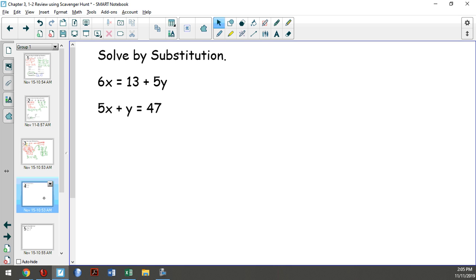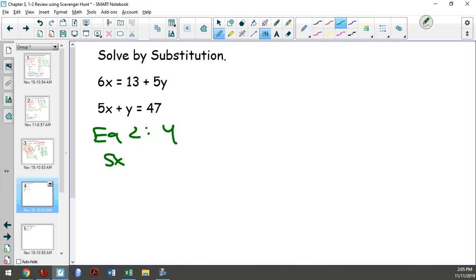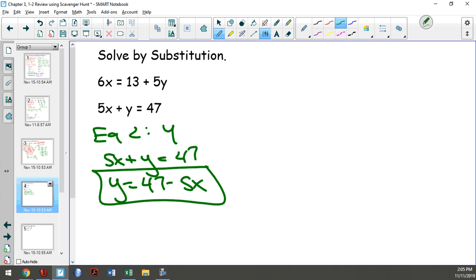Okay, I'm going to get started. I'm going to take one of the equations that has a coefficient of 1. So I'm going to take the bottom equation, equation 2, and I'm going to solve it for y. So 5x plus y is equal to 47. So y is equal to 47 minus 5x. I box this in. Every place I see a y, I now substitute in 47 minus 5x for it.